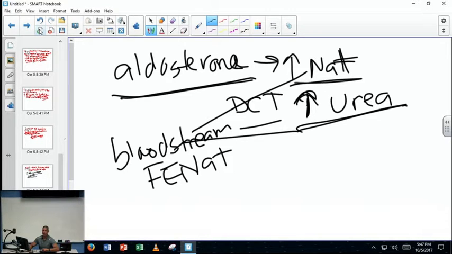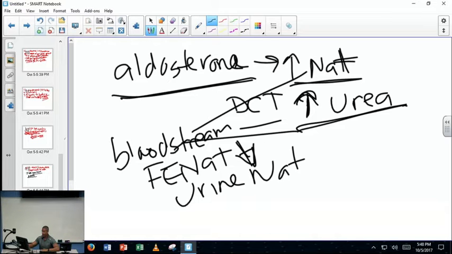Fractional excretion of sodium in the urine. Your body is reabsorbing all this sodium because of the action of ADH and aldosterone. So you know that it's going to be low. Urine sodium, is that going to be low or high? We already know that because of ADH and aldosterone, your body is not excreting sodium. So the urine sodium is going to be what? Low. Right.